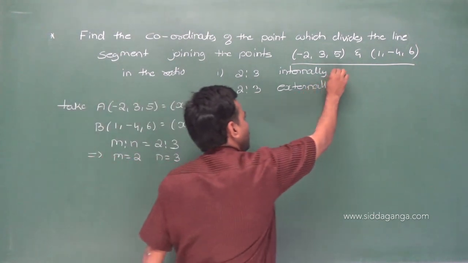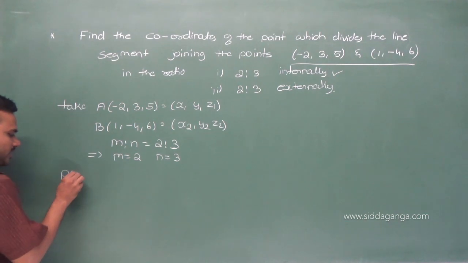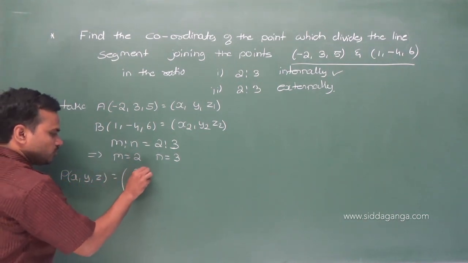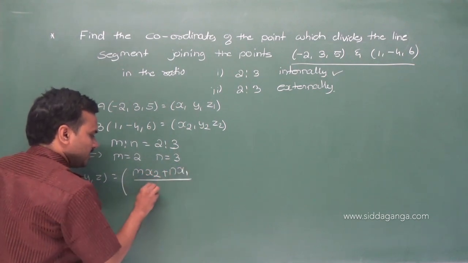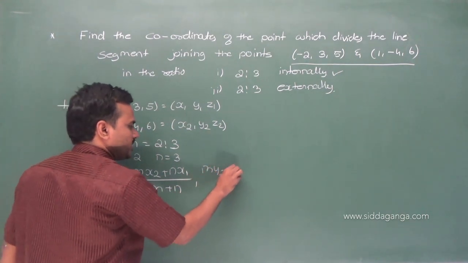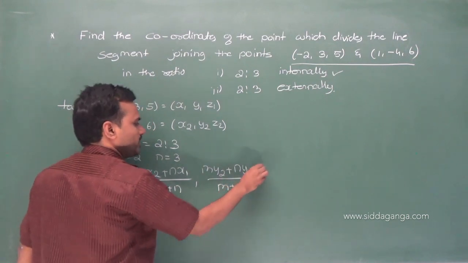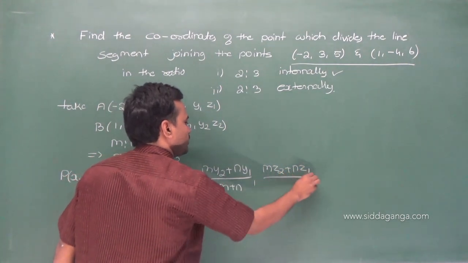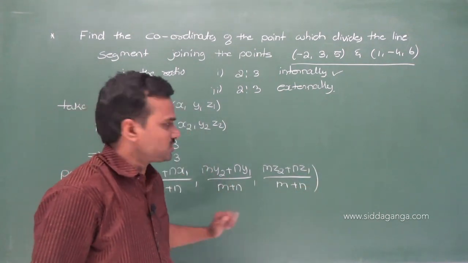First problem, for internal division, we know the formula. P of x, y, z is (m x2 plus n x1) divided by (m plus n), (m y2 plus n y1) divided by (m plus n). Similarly, the z coordinate is (m z2 plus n z1) divided by (m plus n). Okay, substitute all these values.